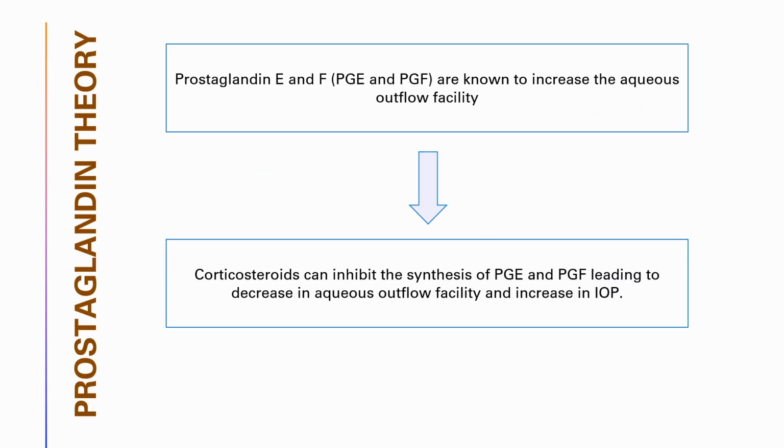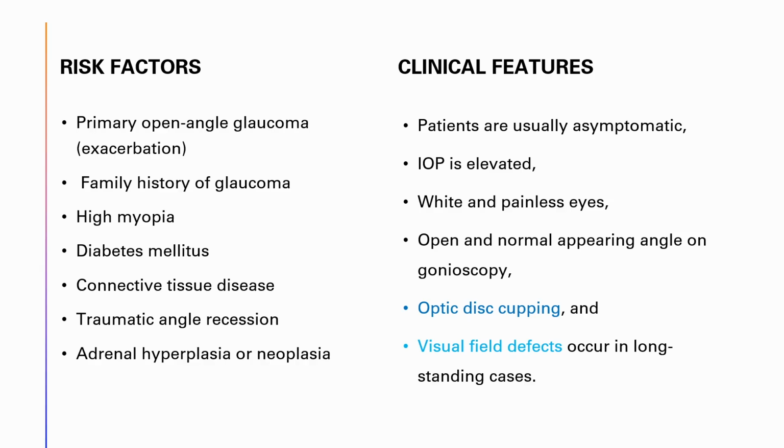Now, prostaglandin theory. The prostaglandin E and F are known to increase the aqueous outflow facility, and as we all know, corticosteroids inhibit the prostaglandin synthesis and release, which can lead to decrease in aqueous outflow facility and increase in IOP. The risk factors are primary open angle glaucoma, family history of glaucoma, high myopia, diabetes mellitus, connective tissue disease, traumatic angle recession, adrenal hyperplasia, or neoplasia.